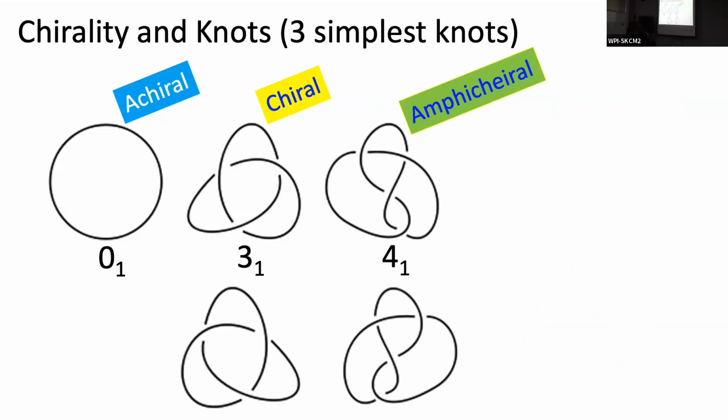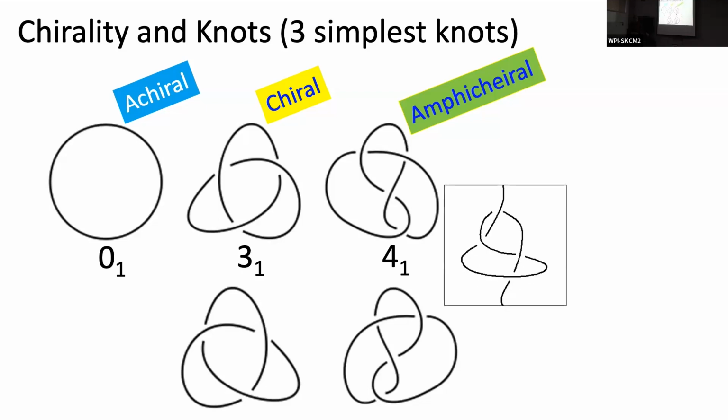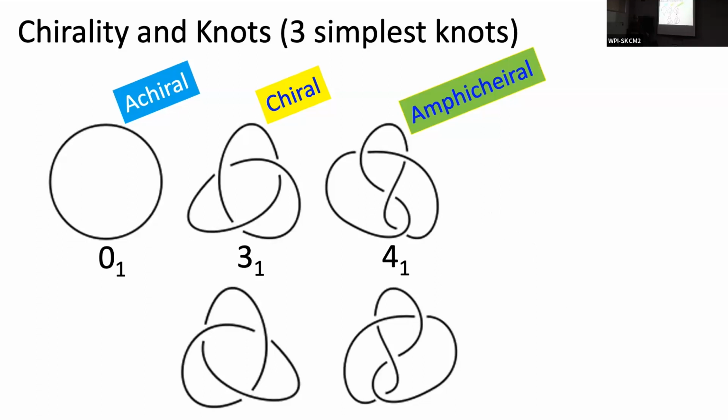The next simplest knot is amphichiral. Amphichiral means that it can be converted into its mirror image by continuous deformation. And here's an animation of the conversion of a right-handed figure-8 knot into a left-handed figure-8 knot. We presume the ends are simply connected.